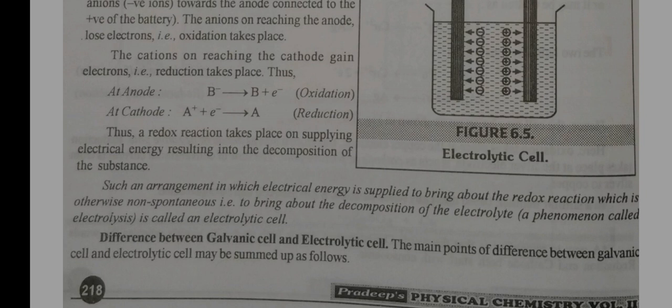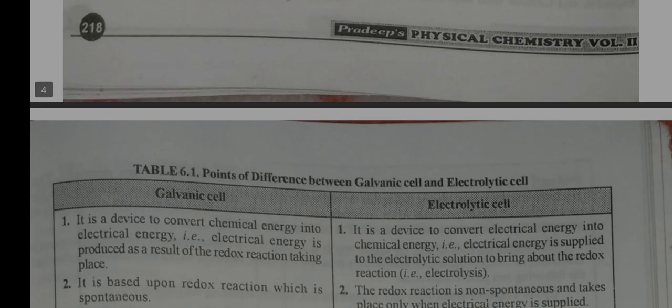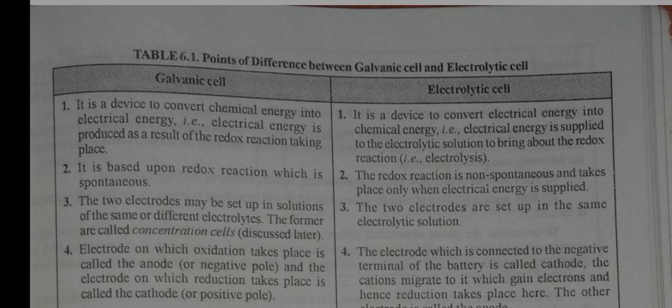Such an arrangement, in which electrical energy is applied to bring about a redox reaction which is otherwise non-spontaneous, that is, to bring about the decomposition of the electrolyte, a phenomenon called electrolysis, is called an electrolytic cell. Difference between galvanic cell and electrolytic cell. The main points of difference between the galvanic cell and electrolytic cell may be summed up as follows.